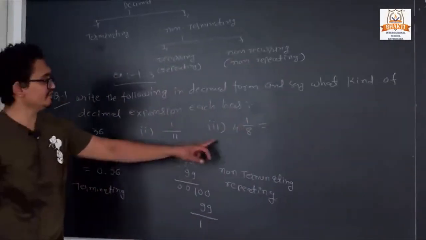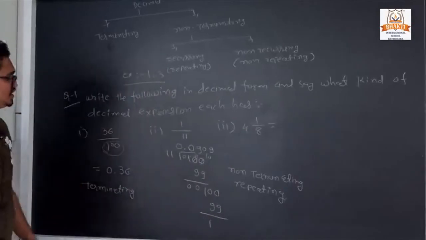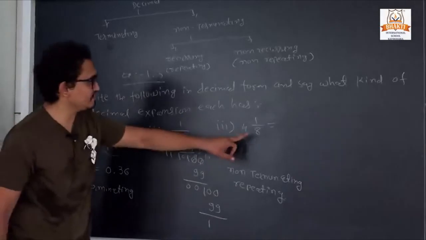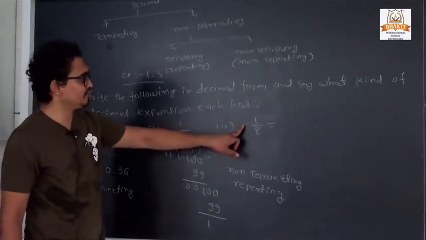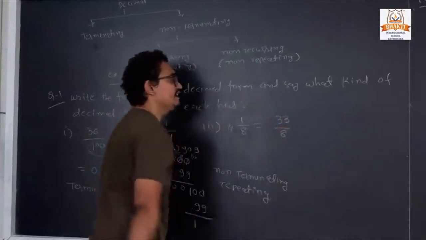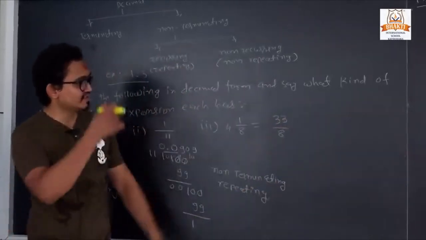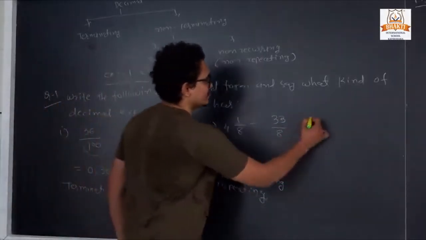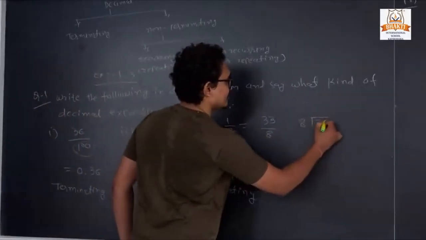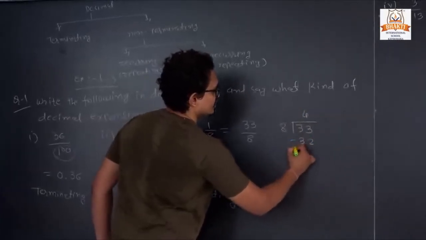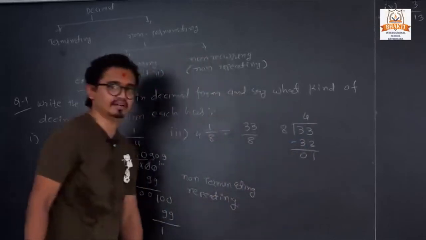Now next case, it is a mixed fraction. First of all we convert that mixed fraction into a simple fraction. So 8 4s are 32, 32 plus 1, so it will be 33 by 8. Now we want to convert that number into decimal form, so we start with division. 8 4s are 32, so we get 1 as our remainder.